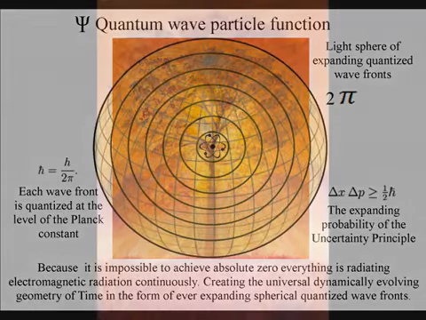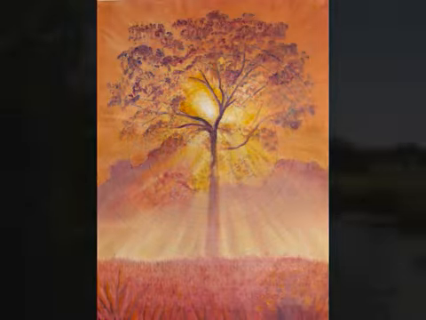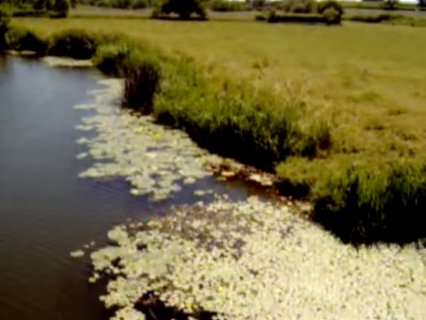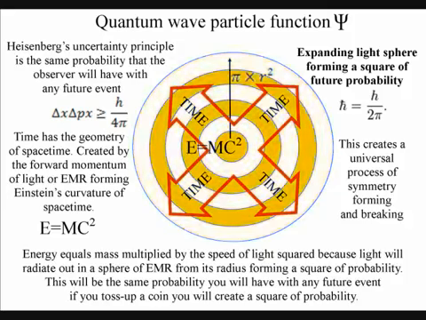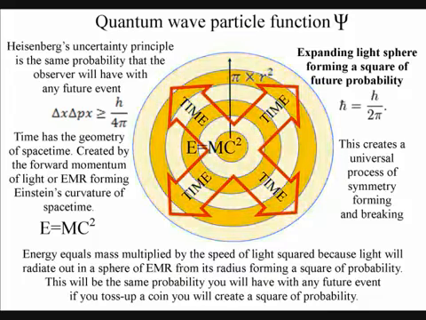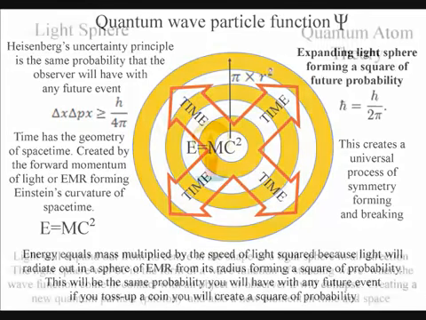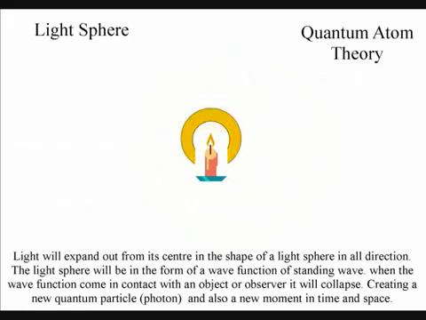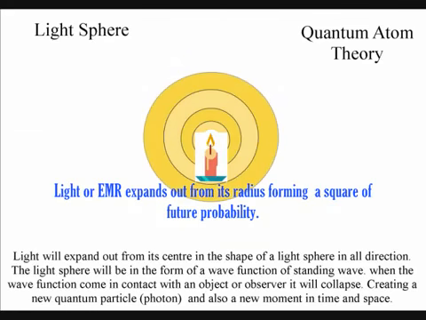On the level of everyday objects, the observer will see an infinite number of photon-electron couplings, creating a temporary image of the universe, moment by moment, or photon by photon. This theory will be based on the equations and mathematics that we already have. Therefore energy equals mass times the speed of light squared, because light will radiate out a sphere of electromagnetic waves from its radius, forming a square of future probability.